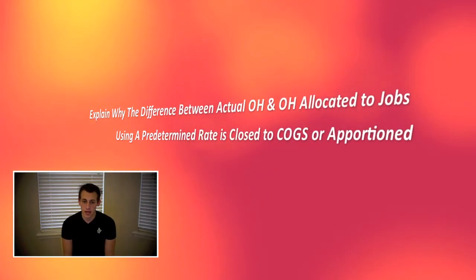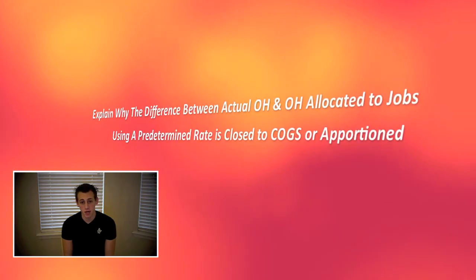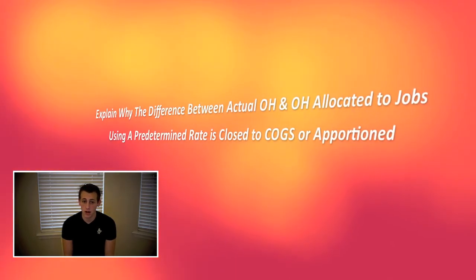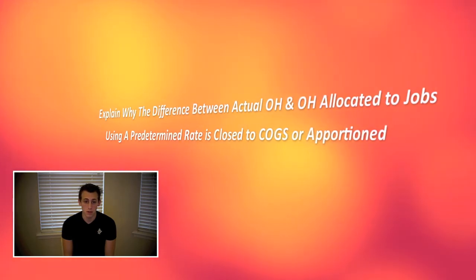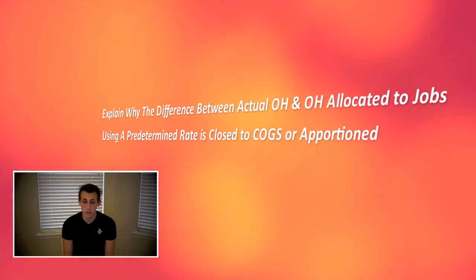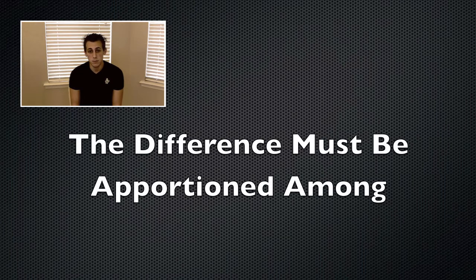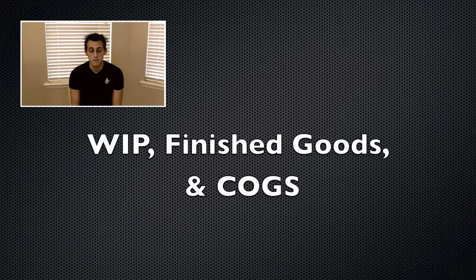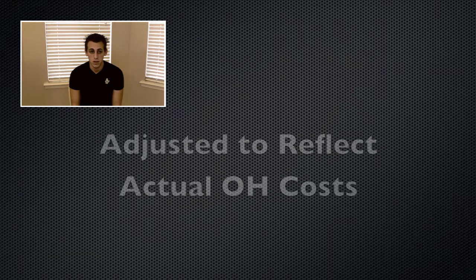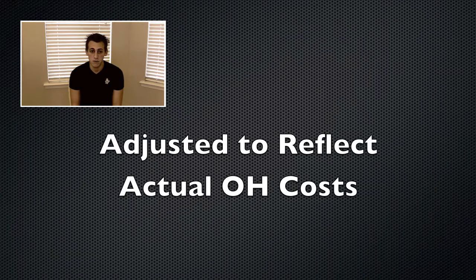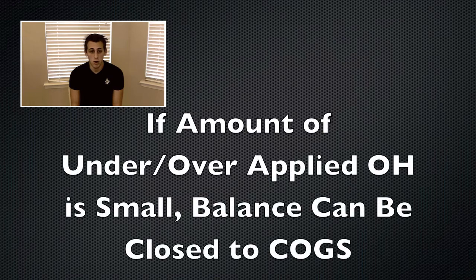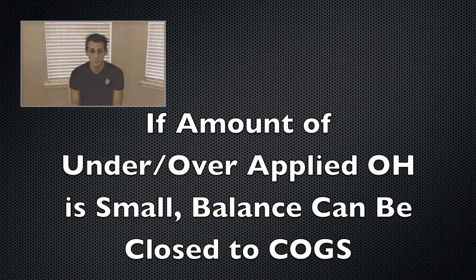Explain why the difference between actual overhead and overhead allocated to jobs using a predetermined rate is closed to cost of goods sold or apportioned among work in process inventory, finished goods inventory, and cost of goods sold. If the amount of overhead applied to inventory does not equal actual overhead, the difference must be apportioned among work in process, finished goods, and cost of goods sold. This adjusts the accounts to reflect actual overhead costs. If the amount of under or over applied overhead is small, the balance can be closed to the cost of goods sold.